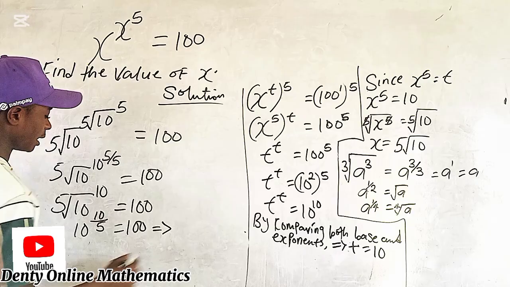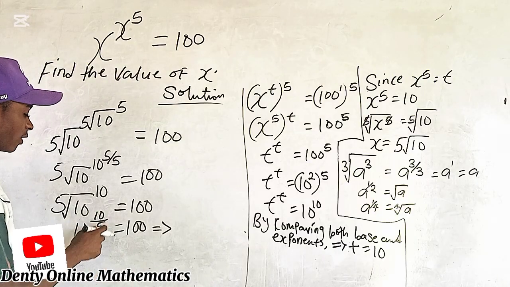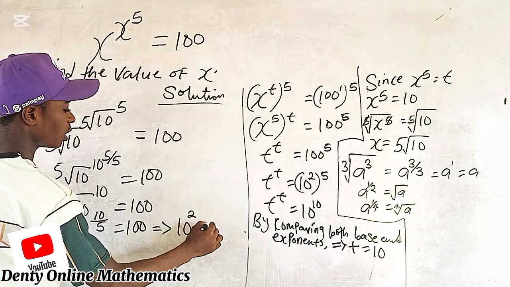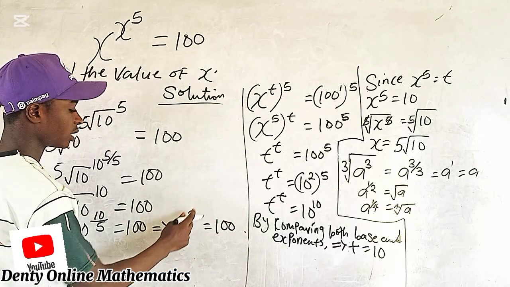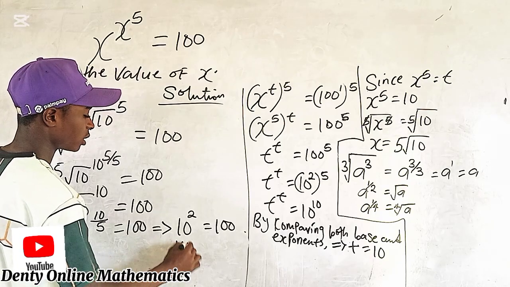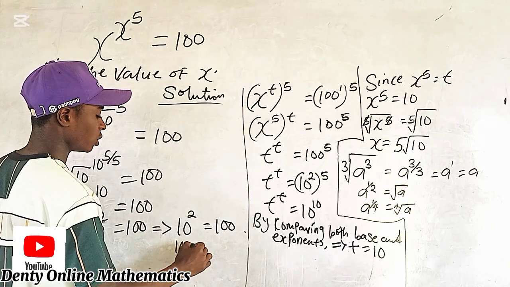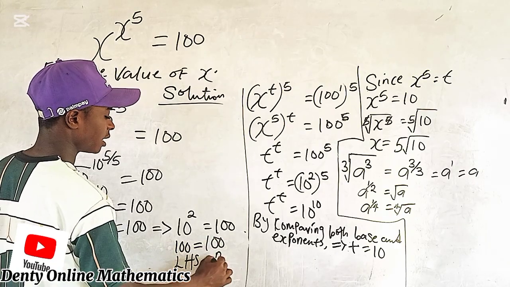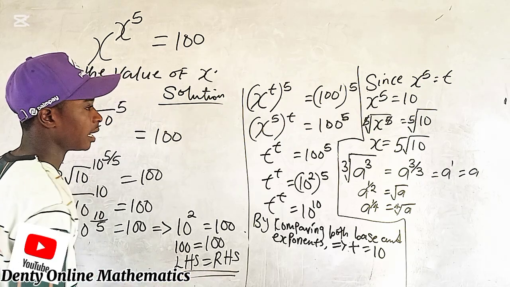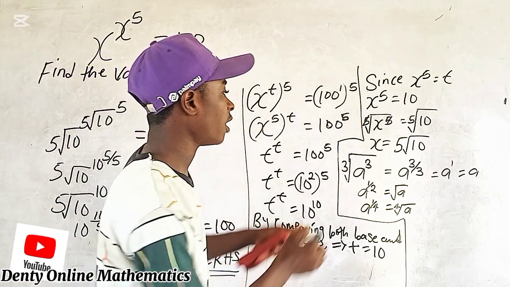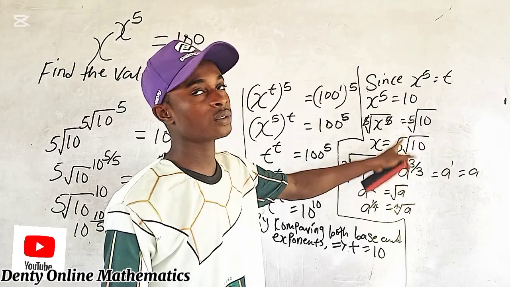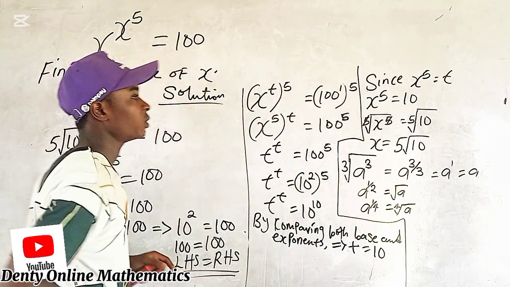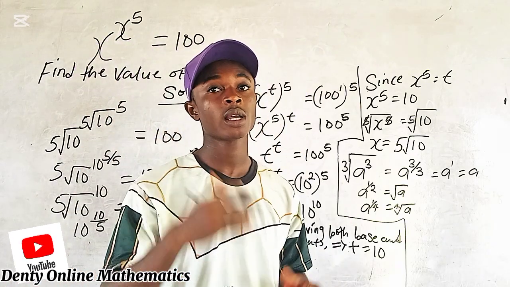Now this will imply that 10 raised to the power of 10 divided by 5, which is 2, equal to 100. Now 10 raised to the power of 2 is the same thing as 100, because 10 raised to the power of 2 is 10 times 10, which is 100, and 100 will be equal to 100. So by this we can see that the left hand side is equal to the right hand side. Therefore, the value of x will be equal to the fifth root of 10, because when we plug this value back into the equation, we see that both sides of it are balanced.